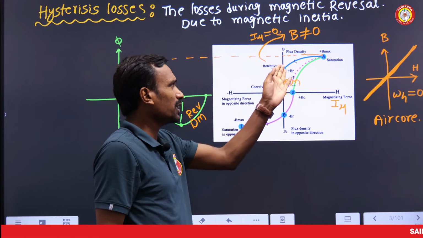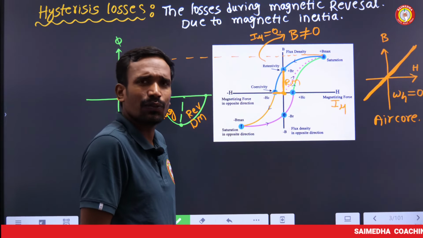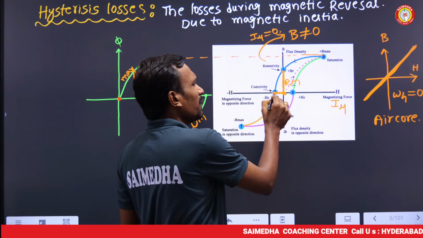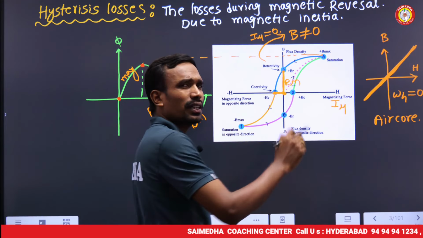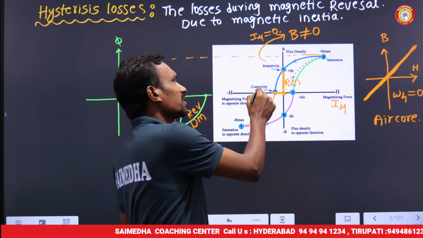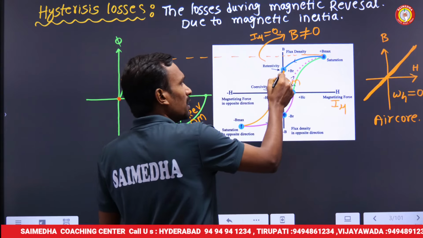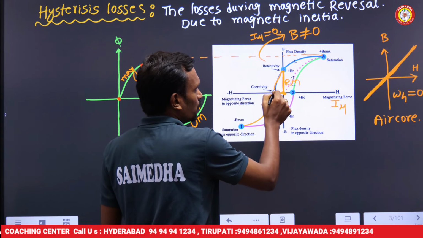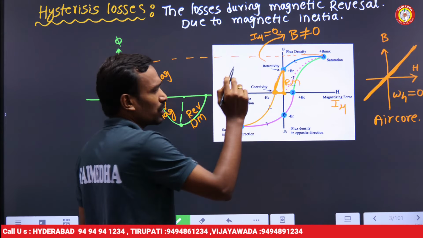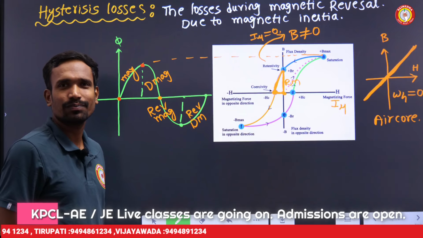Of course, the magnetizing current is 0 but the flux density is not 0. That's why I am applying some extra force in the reverse direction. This is called the reverse magnetization force, or coercivity. When coercivity is applied, the flux density comes to 0. Now we are at 0 flux and 0 flux density.